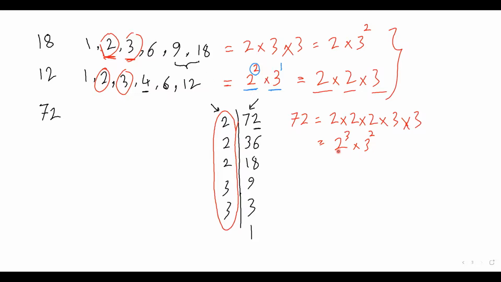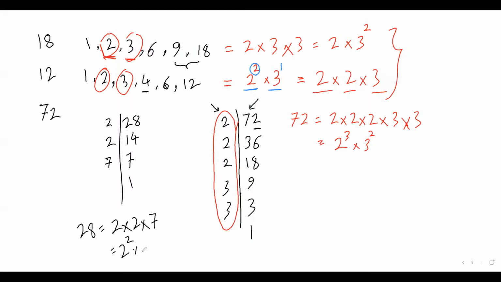So let's do one more time with another number. Let's try maybe, I don't know, 28, right? So I can start with 2, fine. Then I get 14 divided by 2 one more time, I get 7. And 7 is a prime number already, right? So we have reached a prime number. The only prime number that I can use right now is 7 itself. So 28 can be rewritten as 2 times 2 times 7, or 2 to the power of 2 times 7.